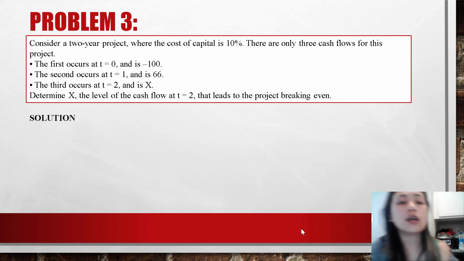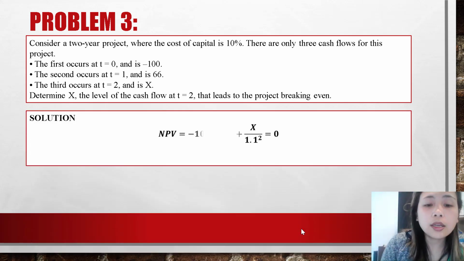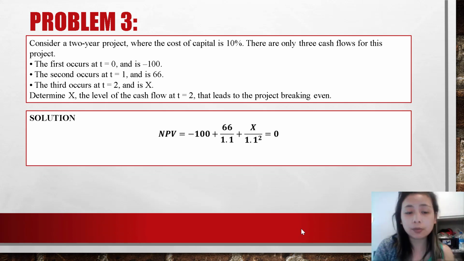So similar, for this problem, we have to write down the NPV. The NPV here is first, at time 0, negative 100, then at time 1 is 66, and the present value of the 66 at time 1 is 66 over 1.1 because the cost of capital is 10%. And at time 2, the third occurs, which is x. But because x occurs at time 2, the present value of x is x over 1.1 squared.